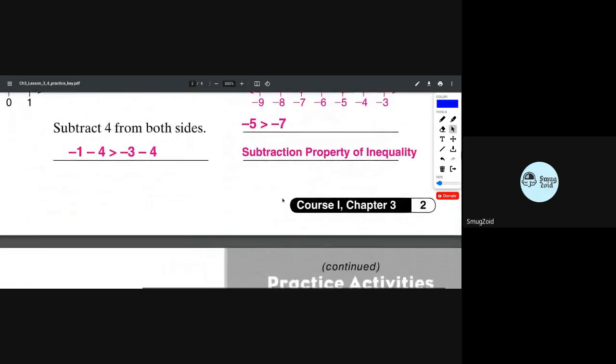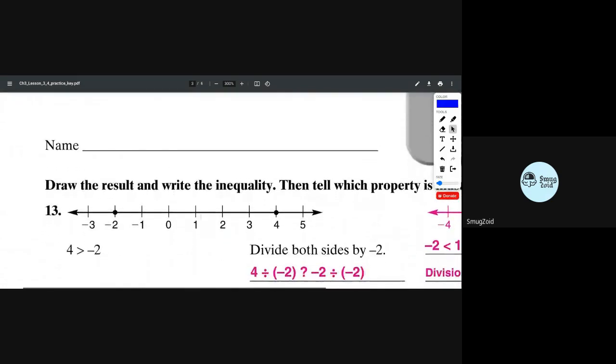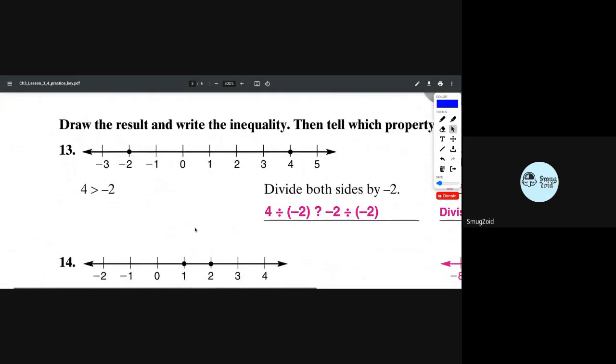They're showing these things over and over again. Of course, the test is going to have this, and obviously, it's good to know this. And then they have questions you've got to answer. Just letting you know. So here, draw the result and show the inequality.